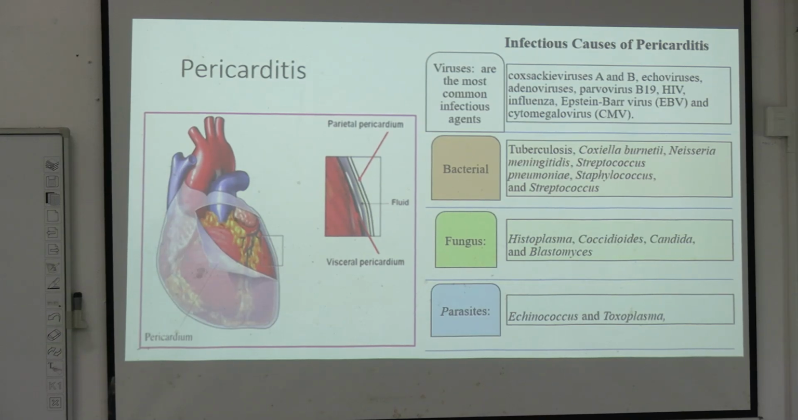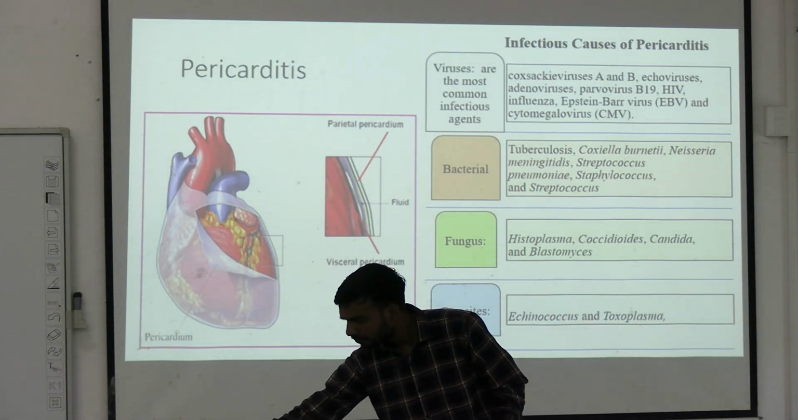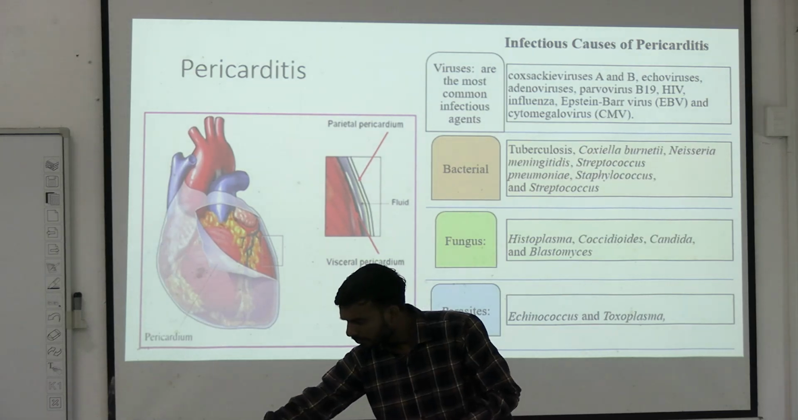Okay. Among the fungi, the common causes would include Histoplasma, Coccidioides, and Blastomyces. These are all dimorphic fungi. Among the yeasts, we have Candida, which can cause pericarditis. And finally, some of the parasites like Echinococcus and Toxoplasma may migrate into the cardiac tissue and the pericardium and cause inflammation. So these are the infectious causes of pericarditis.